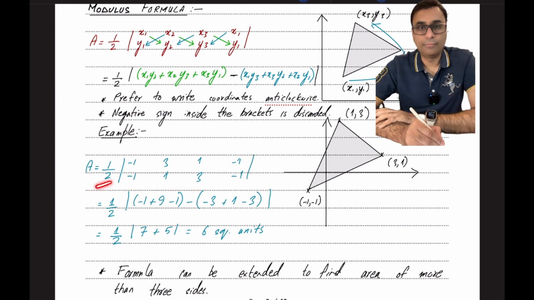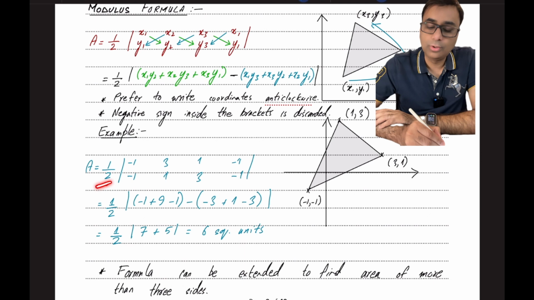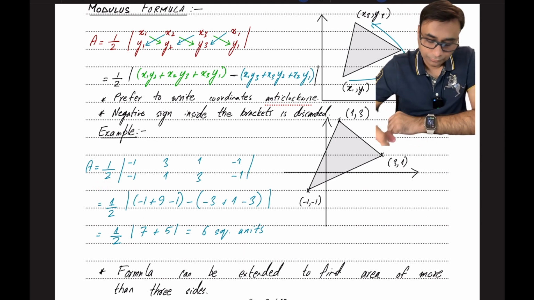Don't forget to write a half, even if it's a triangle or a trapezium or a rectangle. I mean, any sided figure, the formula has a half outside.